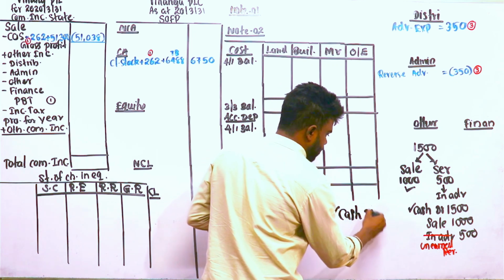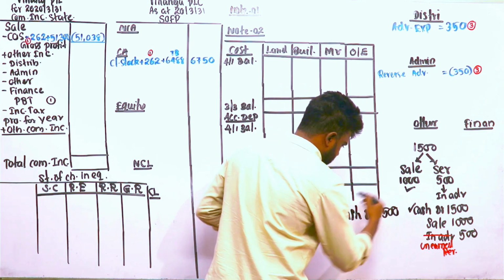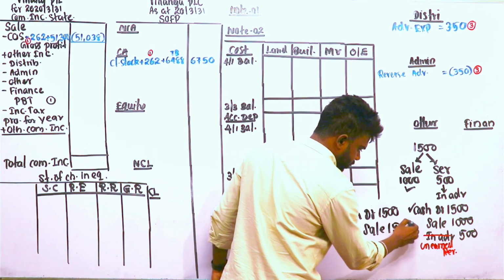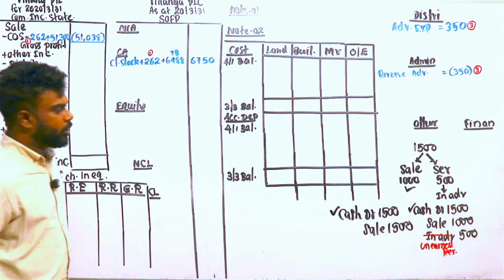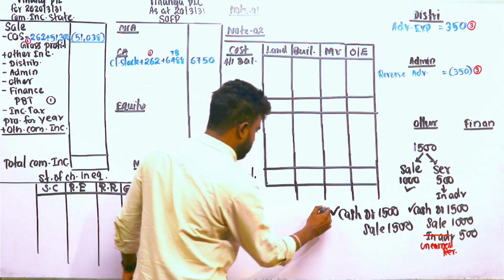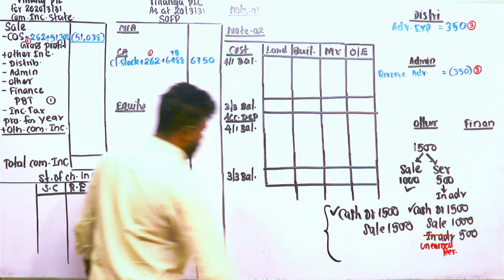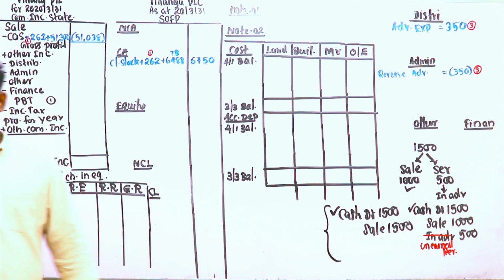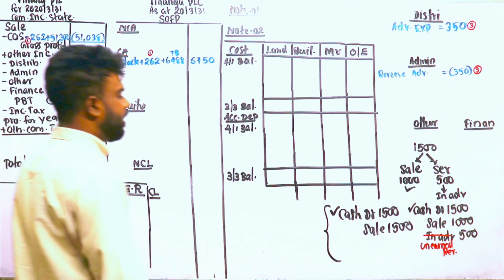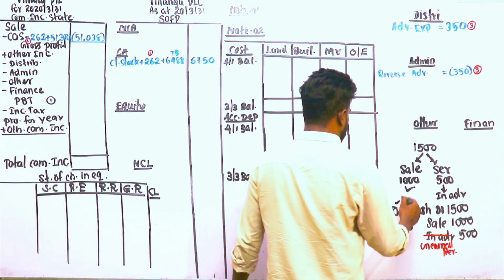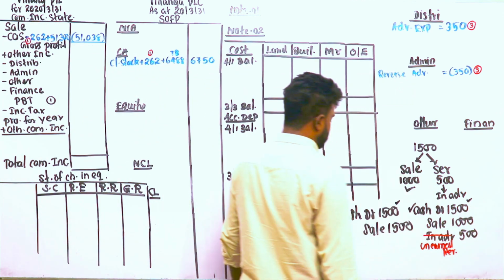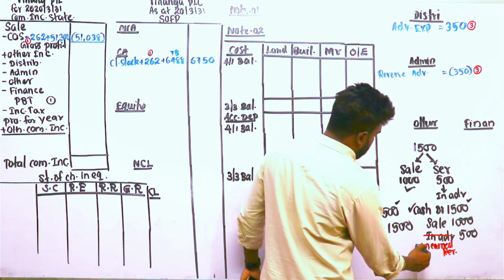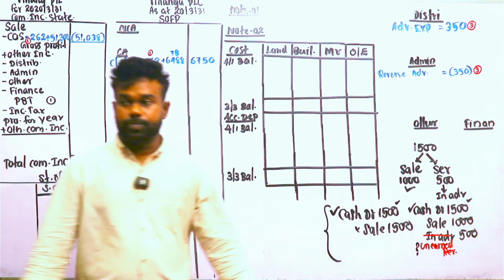Cash debit 1,500, sales credit 1,500. Clear? Can you tell me the correction in reading? There are no issues with cash, right? There are no issues with cash, but sales credit is 1,500, actual should be 1,000, and they haven't recognized unearned revenue.